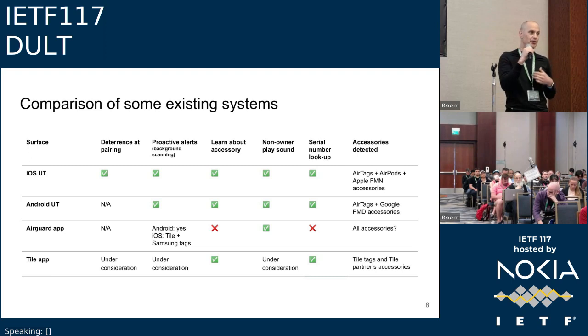and will talk about. You need to learn more about the accessory. Some people may not know what a Tile is, what an AirTag is, what a Chipolo is. So having the make and model, an image of it, some text description is really helpful. And then of course, you typically need to find it. Either that's play sound, UWB finding, Bluetooth RSSI finding, there's a number of techniques there.